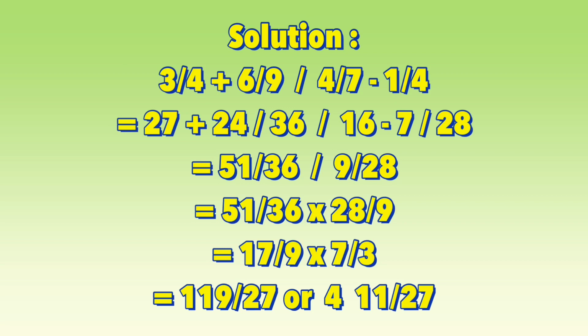Then if possible, if the given numbers allow, we're going to use the cancellation method. So 9 we can divide by 3 and 51 we can divide by 3. So 9 divided by 3 equals 3. 51 divided by 3 equals 17. And 28 and 36 we can divide by 4. 28 divided by 4 equals 7. And 36 divided by 4 equals 9. And then we can apply the horizontal multiplication. 17 times 7 equals 119. And 9 times 3 equals 27. So our answer is a mixed number, 4 and 11 over 27.